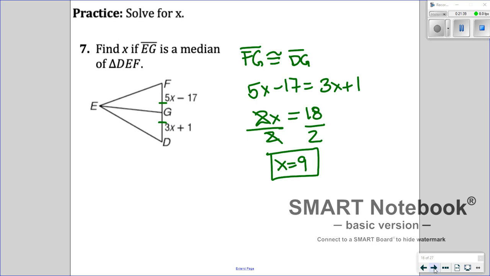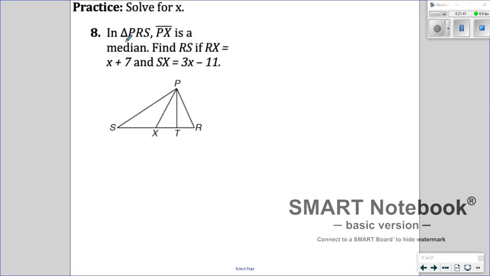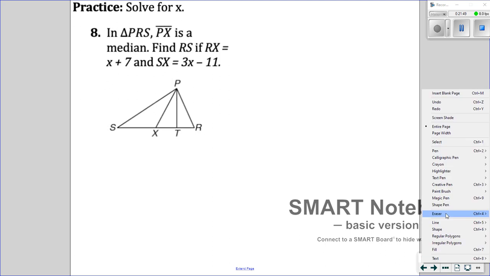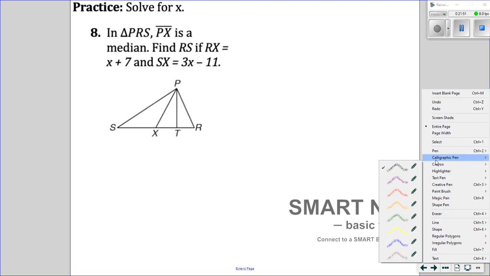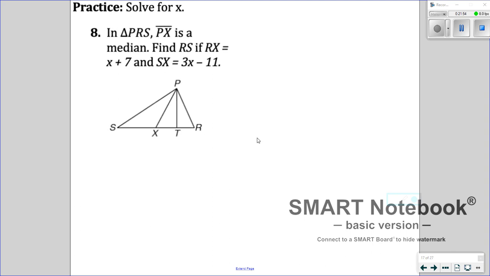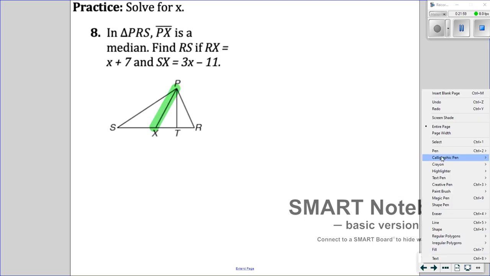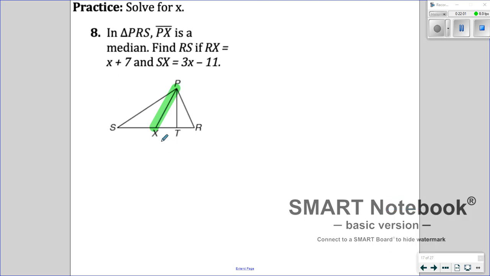Simple. Okay, next one, same thing. In triangle PRS, TX is the median. So this one is the median, and I'm going to highlight that so you don't get confused with PT and assume that that's the median, because it's not. So this is the median, and with green, that means this is going to be congruent to XR. So I'm going to write segment SX is congruent to segment RX.